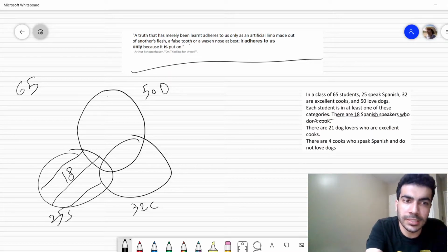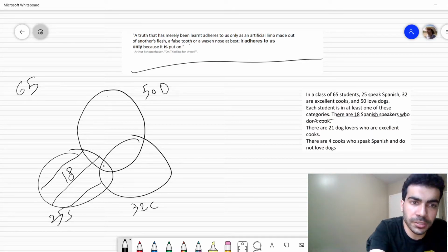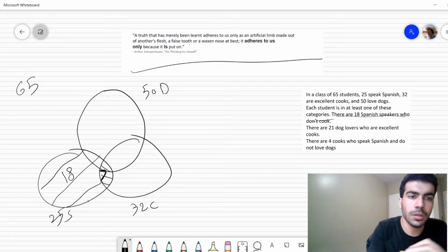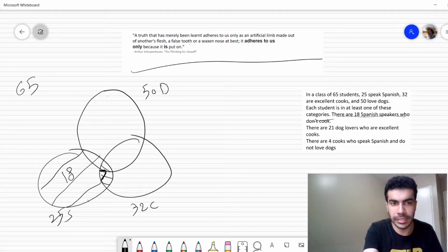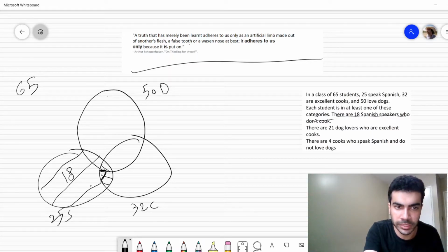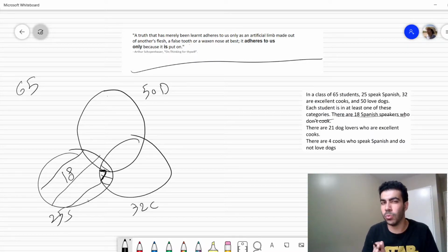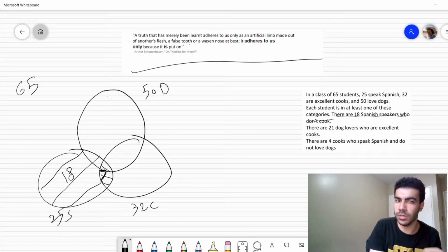So the intersection between these two circles, which is this part, are 7 people. It's very important to notice that these two numbers, 18 and 7, cover two areas. For example, this 18 covers this part of the Spanish speakers, but also it covers some of the intersection between Spanish speakers and dog lovers, because you have 18 people who cannot cook. These 18 might be only Spanish speakers, but they can also be dog lovers. They can be Spanish-speaking dog lovers that cannot cook.